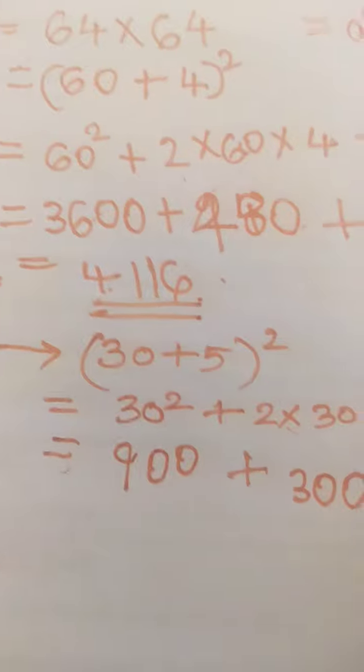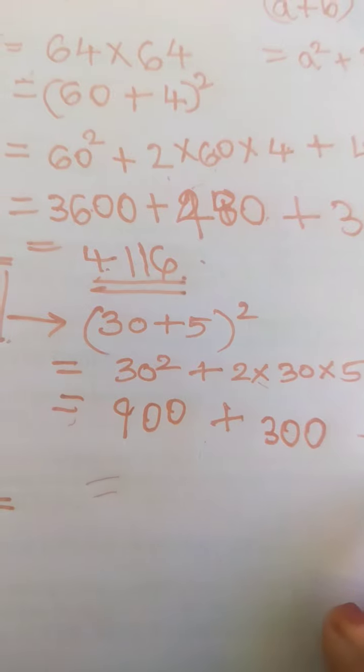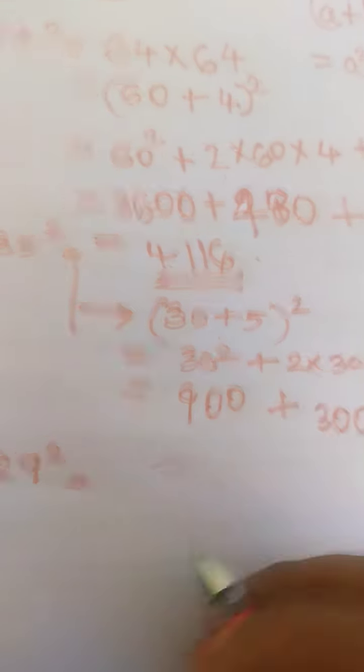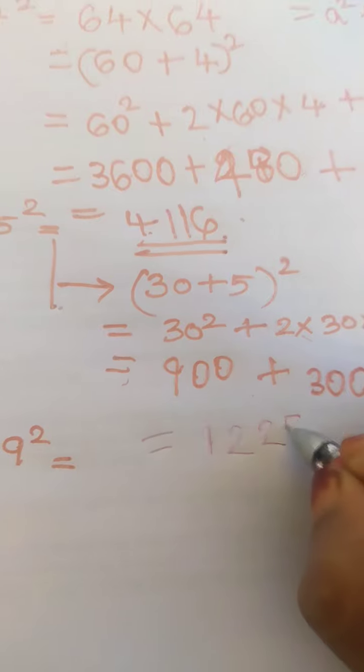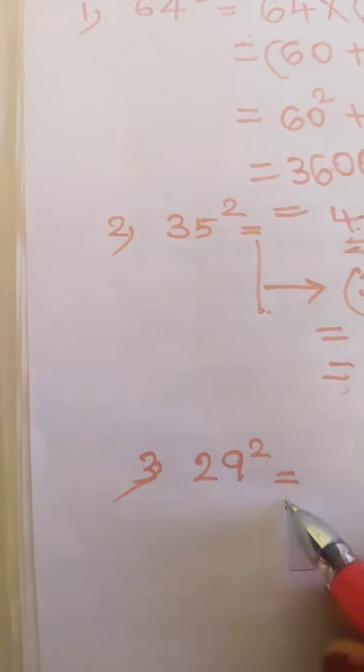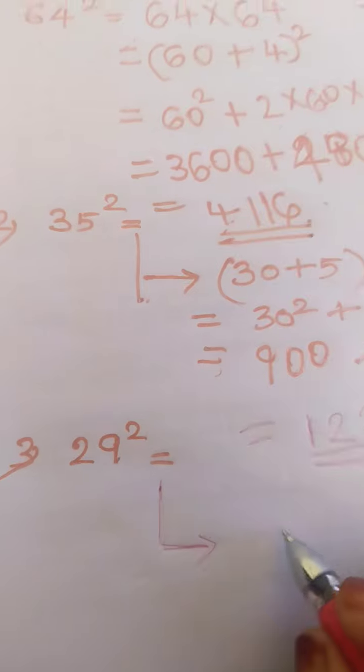25. Then we write 900 plus 300 plus 25. We get the answer 1225. Next the problem 29 square.